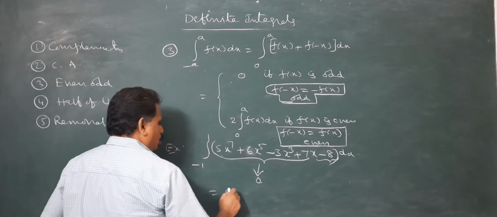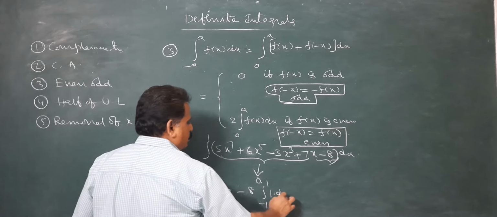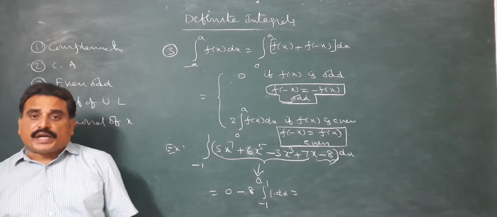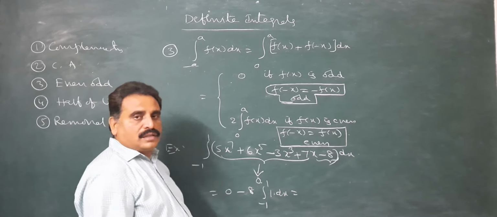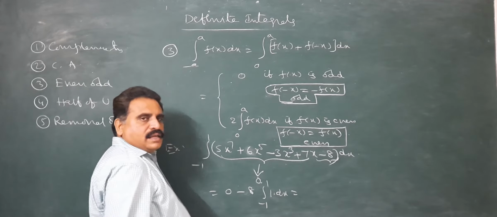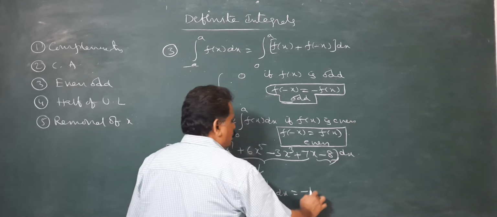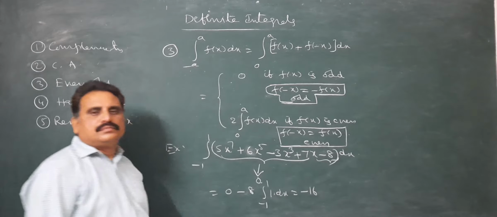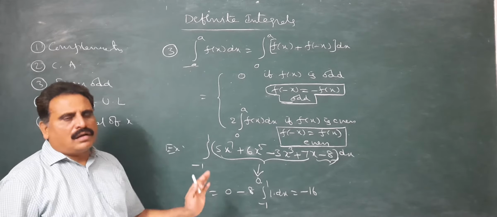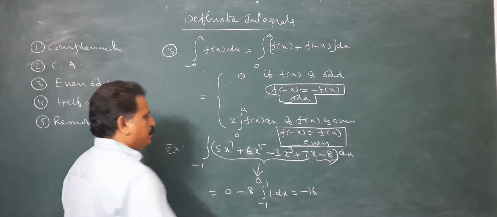So that is equal to 0 minus 8 into integral minus 1 to 1 dx. Otherwise, you can write that as 2 times that. The integration of 1 is x, with limits minus 1 to 1, that is 1 plus 1. So totally that value is minus 16. Simple value. You just have to identify whether it is even or odd. If it is an odd function, 0; an even function, 2 times that.